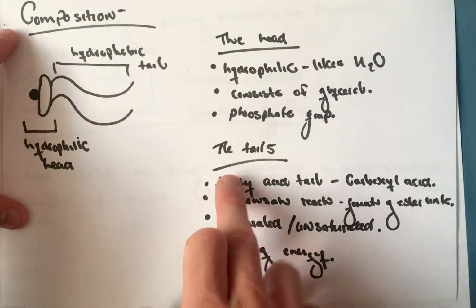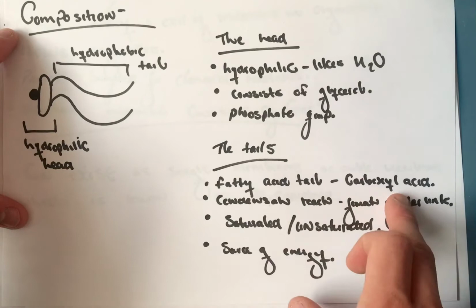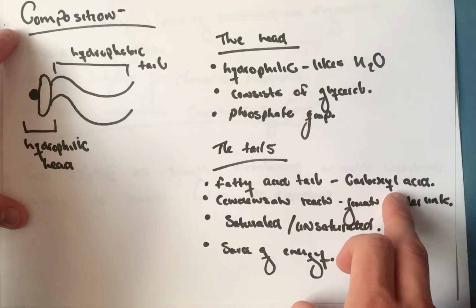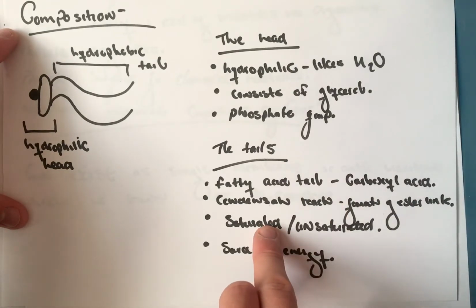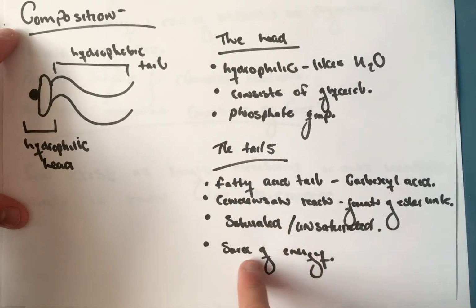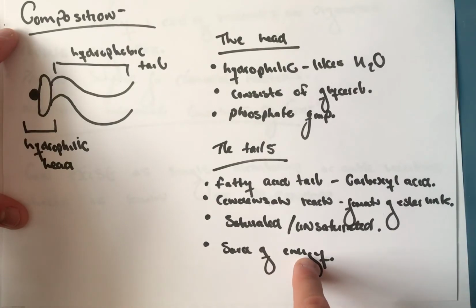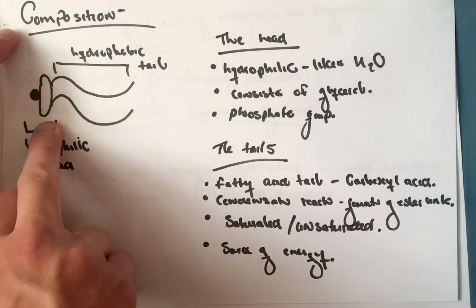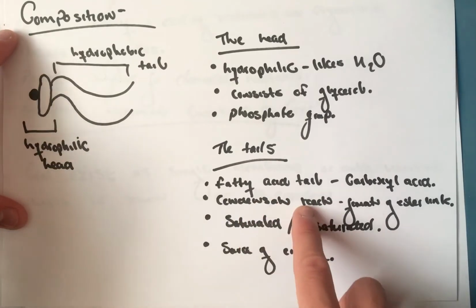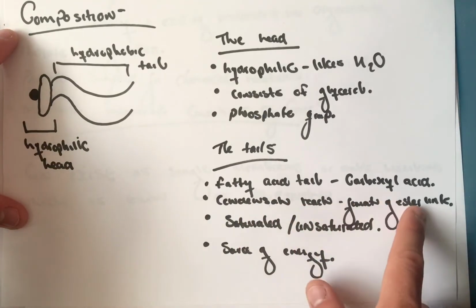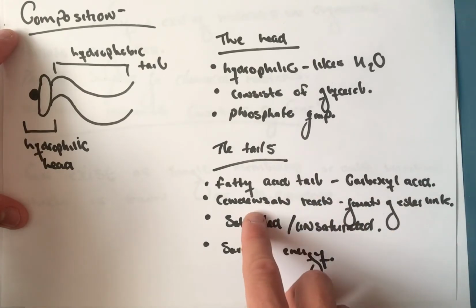Then the fatty acid tail is known, as I've just said, as a carboxylic acid, and it's also saturated, meaning that it has no carbon-carbon double bonds, and it has a hydrogen attached to every carbon. There is also a source of energy, and the tails are joined to the glycerol molecule through a process of condensation reactions which form an ester link, which is C double bonded O, and this also leads to the removal of a smaller molecule, water.